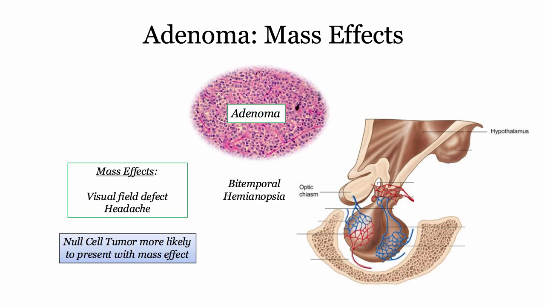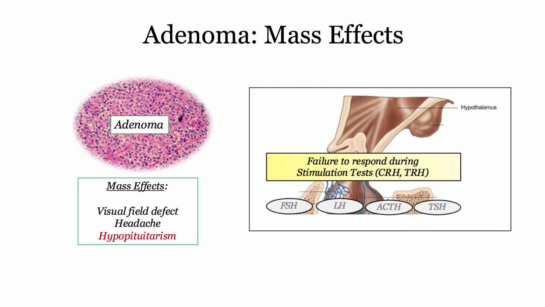The other manifestation they might include is headache. And just to complete the picture, since null cell tumors don't secrete hormones, they are the lesion most apt to present with a mass effect. Likewise, men are more likely to present with a mass effect compared to premenopausal women, as amenorrhea brings these patients to medical attention earlier. And the final manifestation, the pituitary mass and its compressive effect, is hypopituitarism.